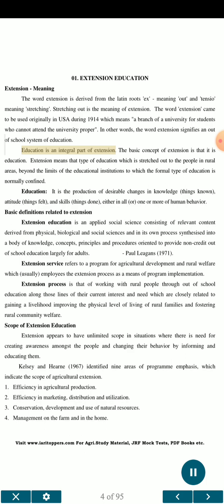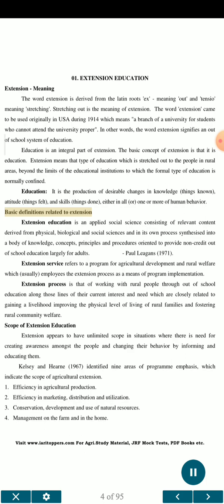Education is an integral part of extension. The basic concept of extension is that it is education. Extension means that type of education which is stretched out to the people in rural areas, beyond the limits of the educational institutions to which the formal type of education is normally confined. Education is the production of desirable changes in knowledge (things known), attitude (things felt), and skills (things done), either in all or one or more of human behavior.